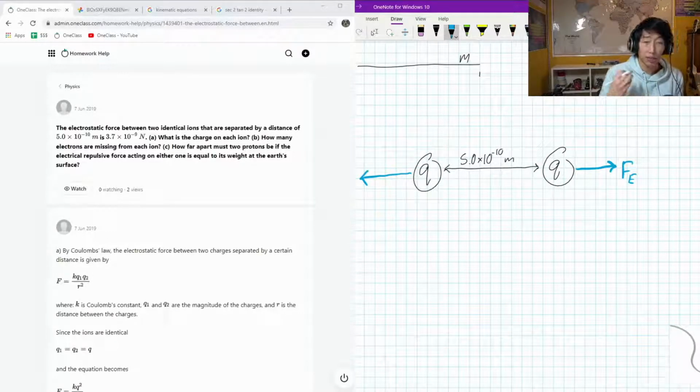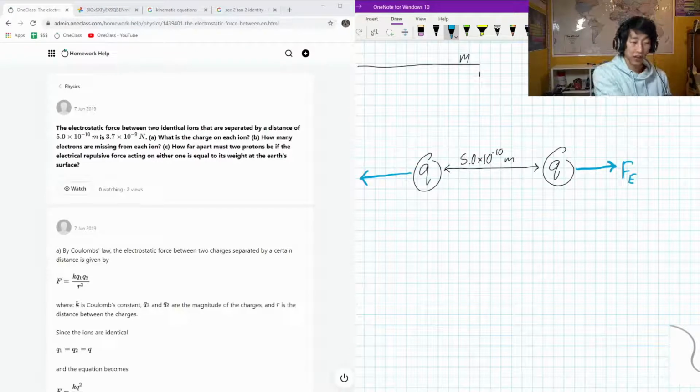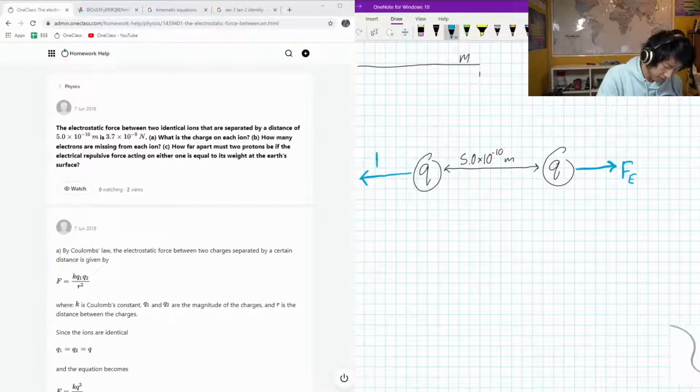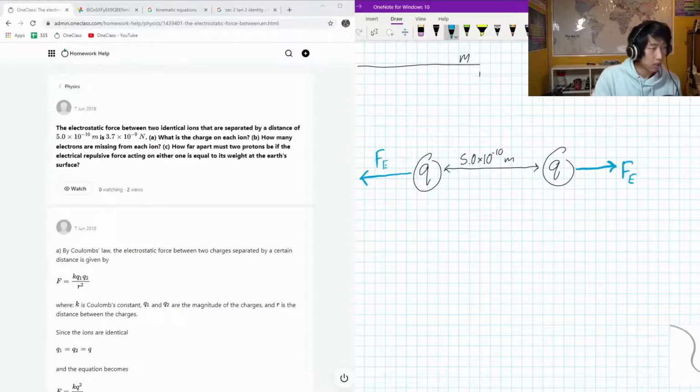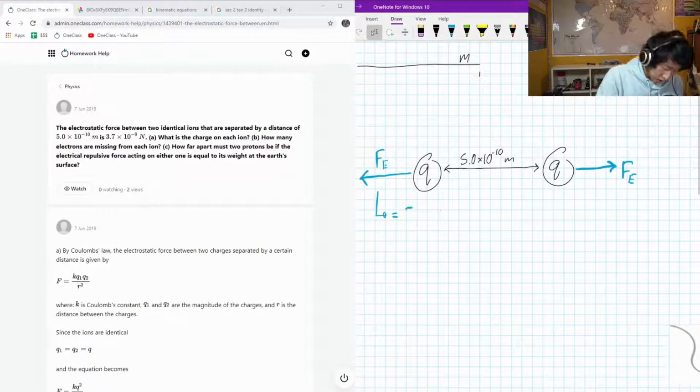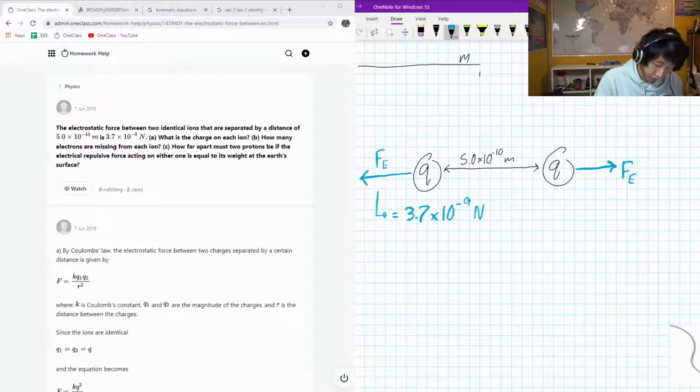Identical ions means that they are going to be repulsive, because that's why they're trying to get away from each other. If they were opposite charges, they would be trying to get closer to each other. But the key thing here is identical ions, so they have to have a repulsive force between them. The force of this is equal to 3.7 times 10 to the negative 9 newtons. Cool. So what we're trying to do is solve for the charge on each ion.